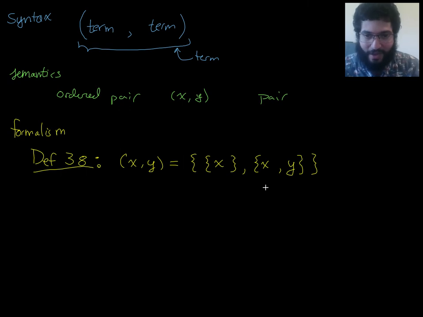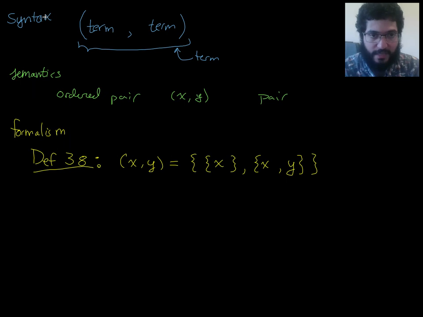Okay, so why in the world are we constructing or defining ordered pairs like this? The answer is because it makes them behave in the way we want. It makes the theorems about them that we would like to be true end up being true.